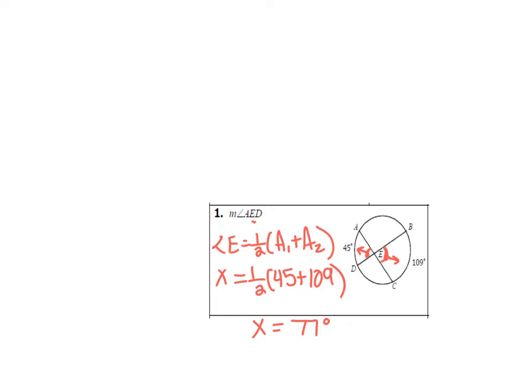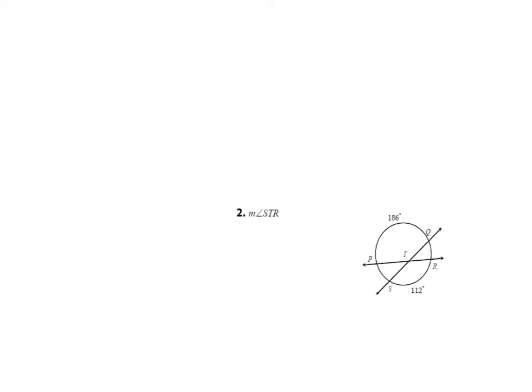Let's go to our next example. Here we're looking for the measure of angle STR. So from S to T to R. So I mark it here. I don't know what it is, but I do know that it is across from an arc on each side. So I'm going to write down the formula. The angle, which I don't know, is equal to half of arc 1 plus arc 2. Those will be the arcs that they are across from.